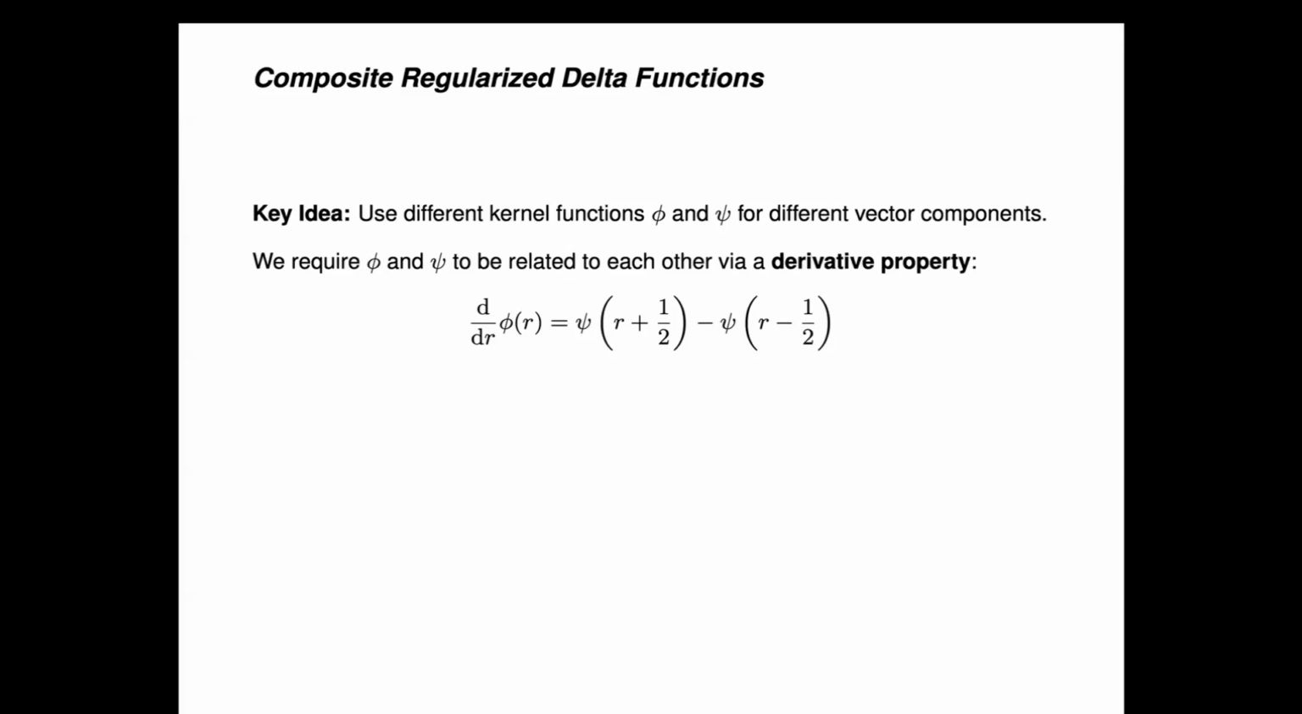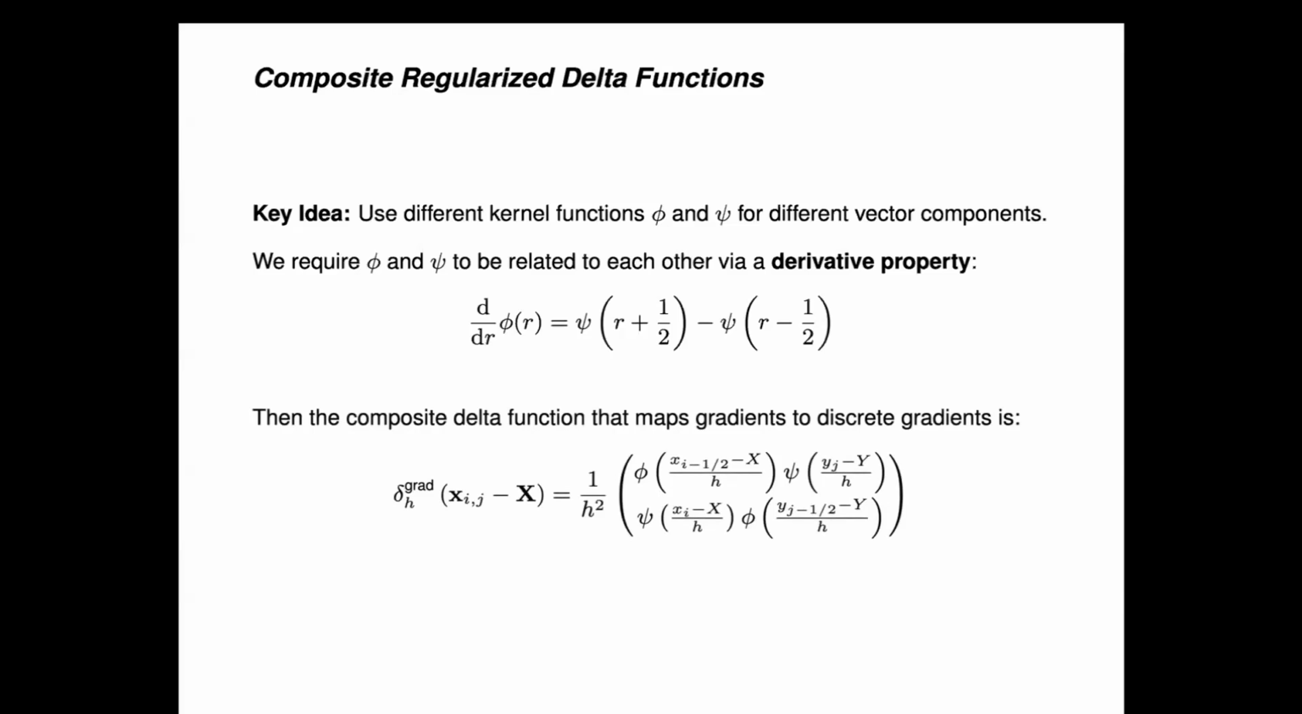So we're going to have different functions. We're going to call them phi and psi. And we're going to require that phi and psi are related to each other through this derivative property. So if you compute the true derivative of phi, you should get the difference of psi, which is maybe a funny property. Have we seen this already? Have we seen a version of this? We have, but we'll get to it in a minute.